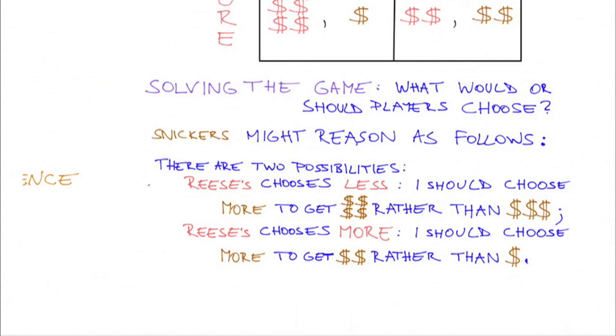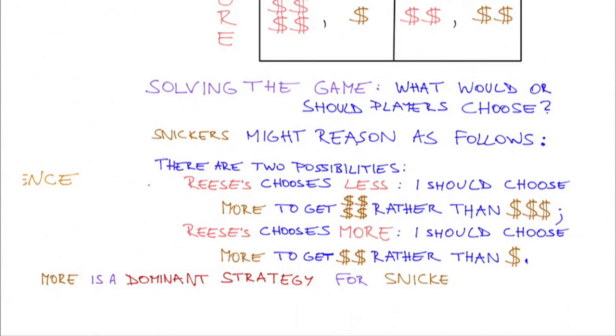The reasoning we just went through shows that advertising more leads to a higher payoff for Snickers than advertising less would, and this is true whatever action Reese's chooses. A strategy that is the best choice for a player regardless of what other players do is called a dominant strategy. So advertising more is a dominant strategy for Snickers. It is not difficult to see that the same is true for Reese's.